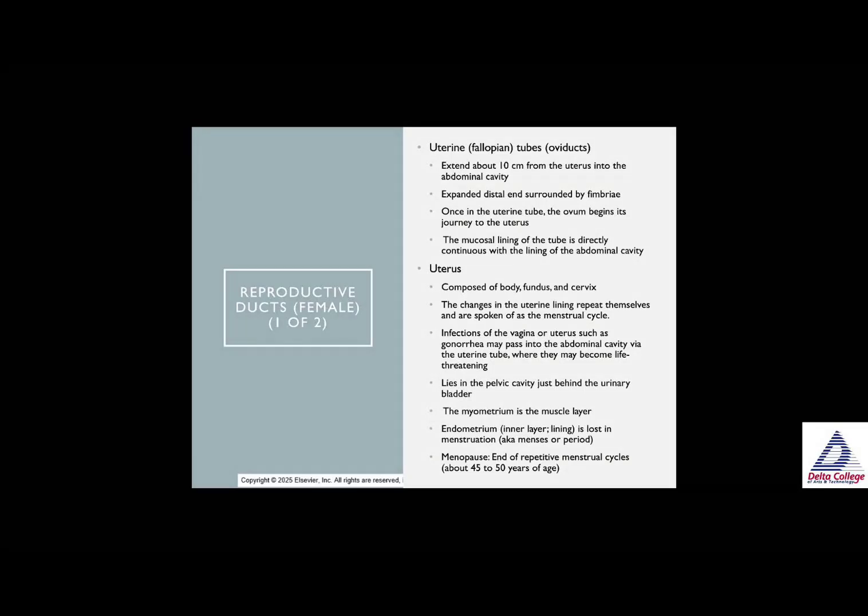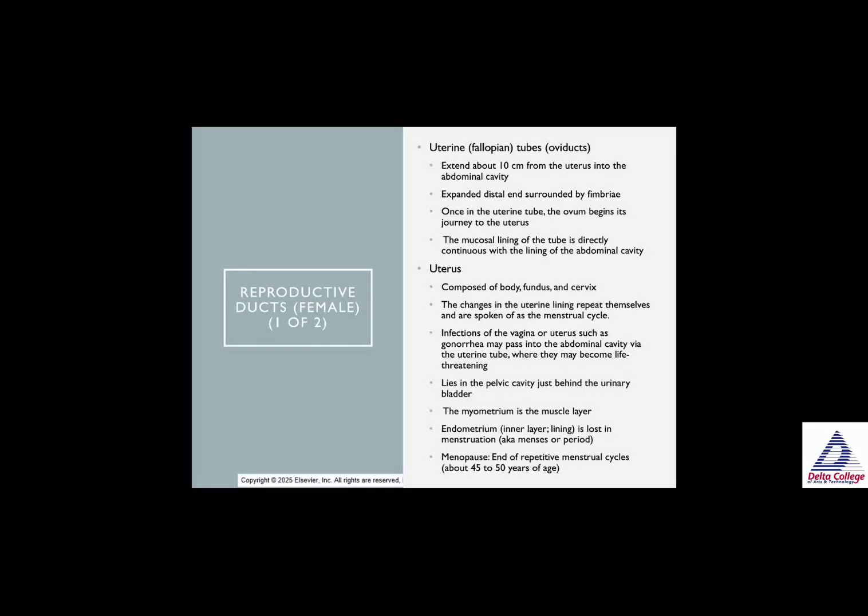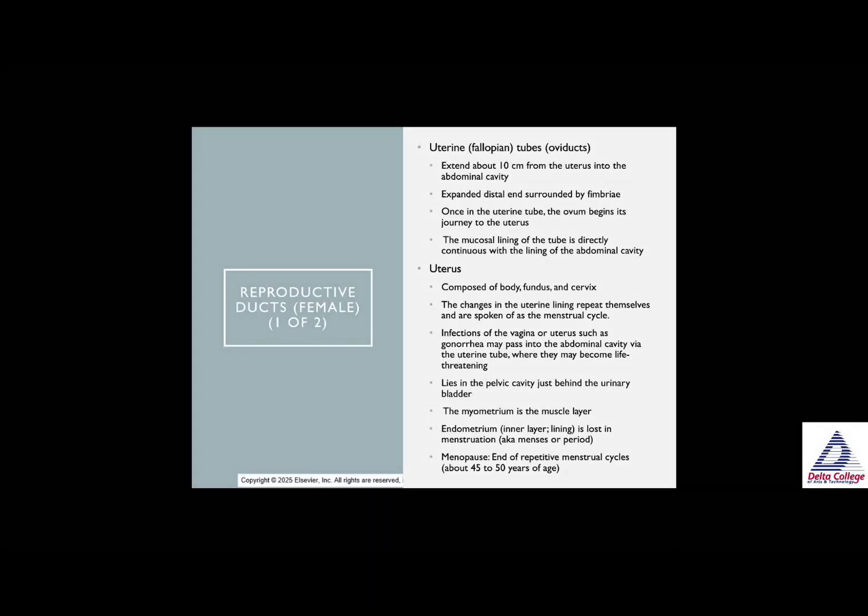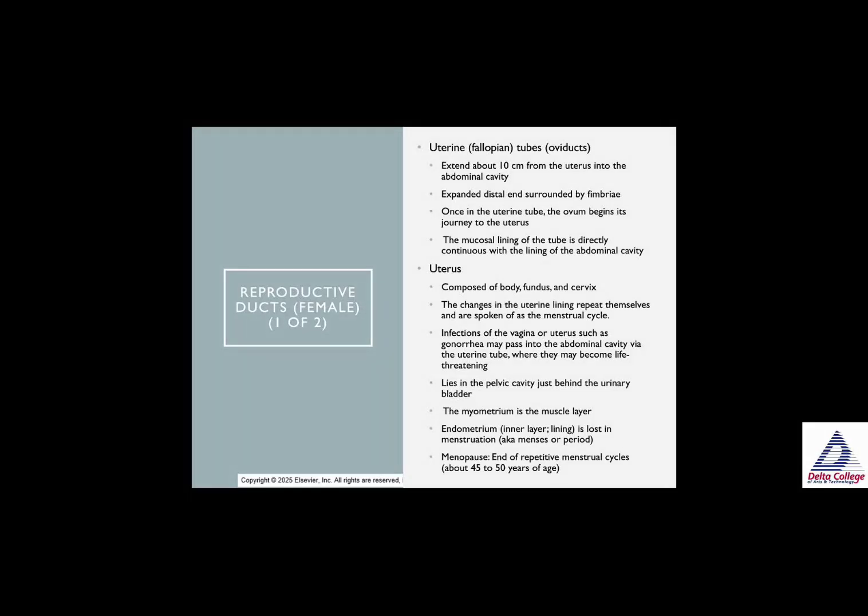Now, the uterine or fallopian tubes, also called the oviducts, all three names apply, extend about 10 centimeters from the uterus into the abdominal cavity. Expanded distal end surrounded by fimbriae, which are those finger-like projections. Once in the uterine tube, the ovum begins its journey into the uterus. The mucosal lining of the tube is directly continuous with the lining of the abdominal cavity.